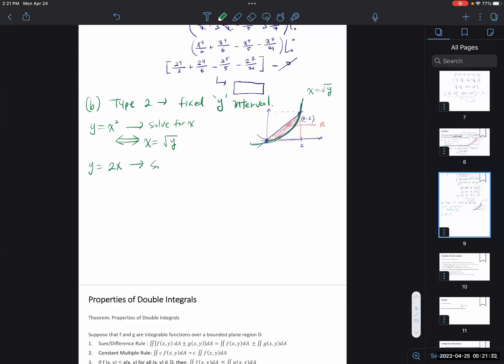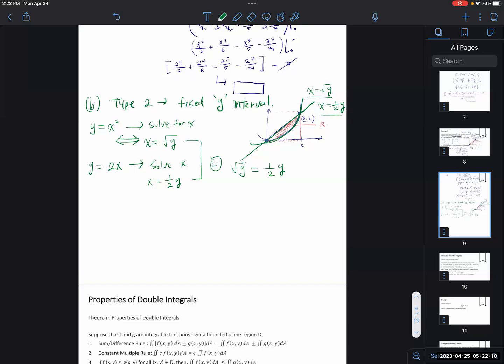Also, I'm going to solve for x for the second equation. x will be 1 over 2y, right? So this linear line has another name, x equal to 1 over 2y. Now what happened? To find the fixed y interval, these two equations are going to be equal, because I want to find the fixed y. Watch me. Radical y equal to 1 over 2y. We can create this equation, yes? Because each one is x.